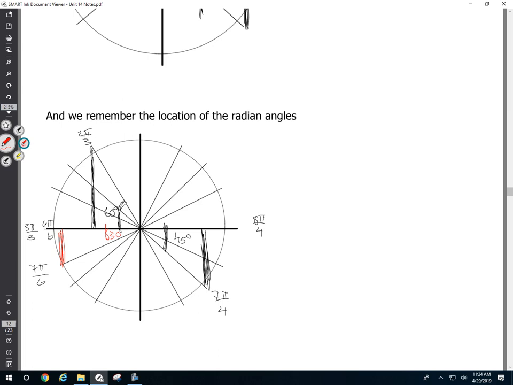We also know how to use SOHCAHTOA. Throw this in.